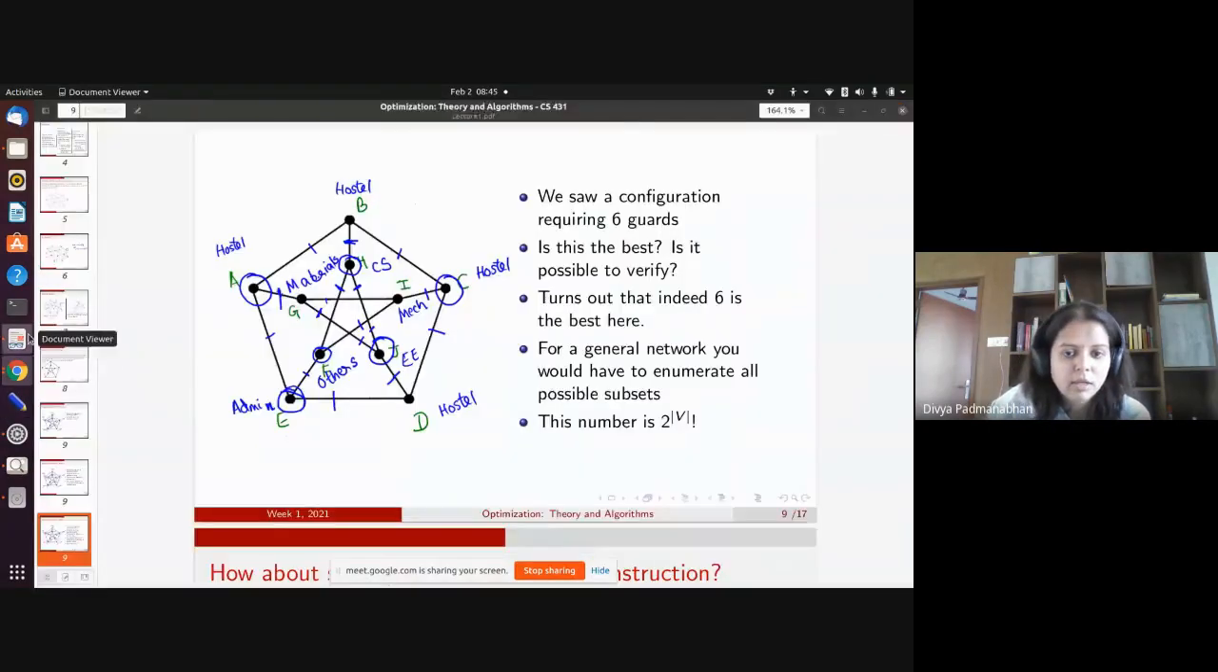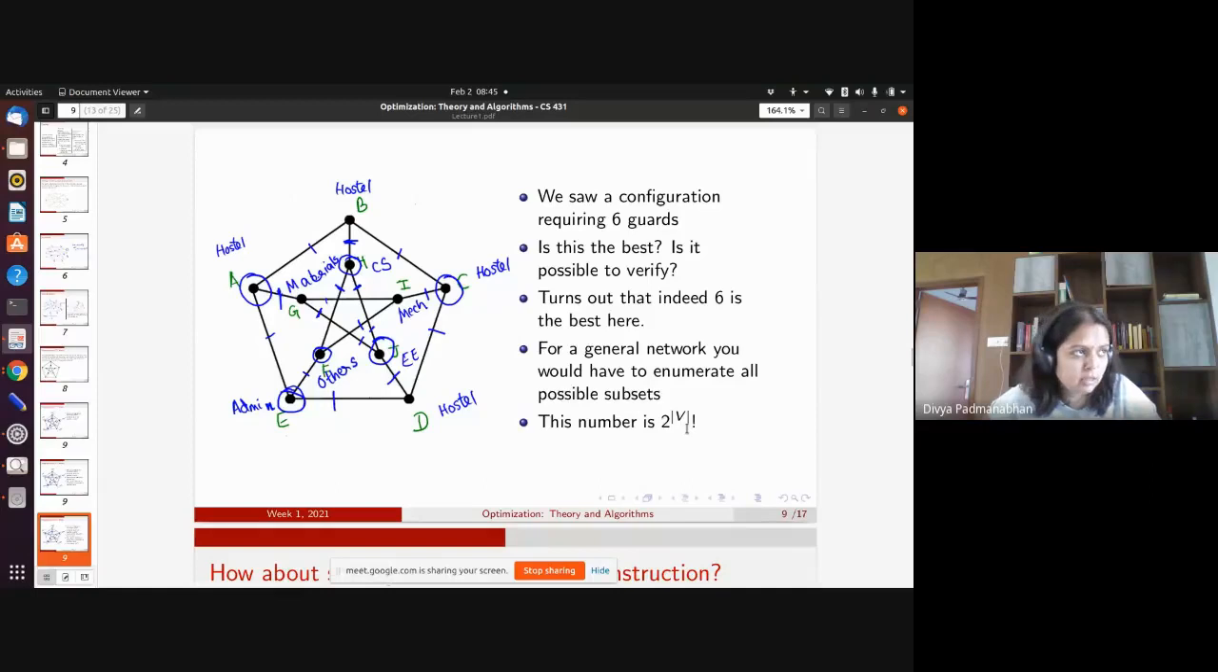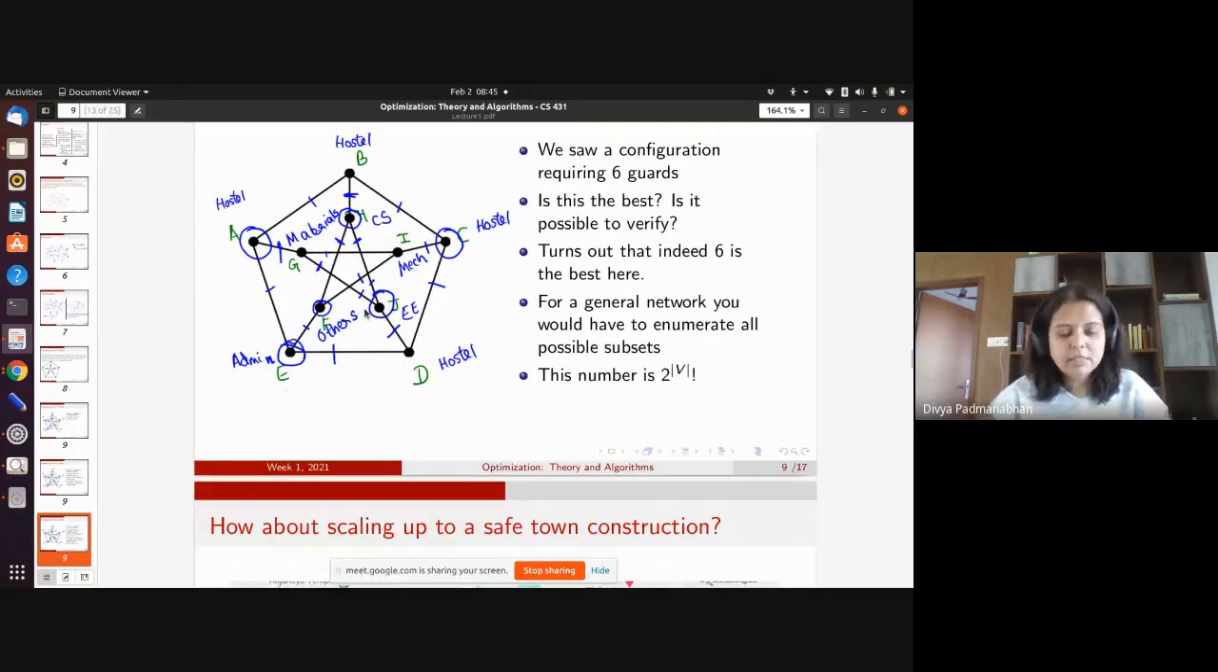So the only way you could verify this, in general, is to look at all these 2 power v subsets, and see which one is the smallest and which one is a valid configuration. By valid configuration, it means that all roads are visible. If you select these vertices, you want every edge in this graph to be covered by at least one vertex. So this is actually, you might have seen this. This is called the vertex cover problem. And this is known to be hard, in general.